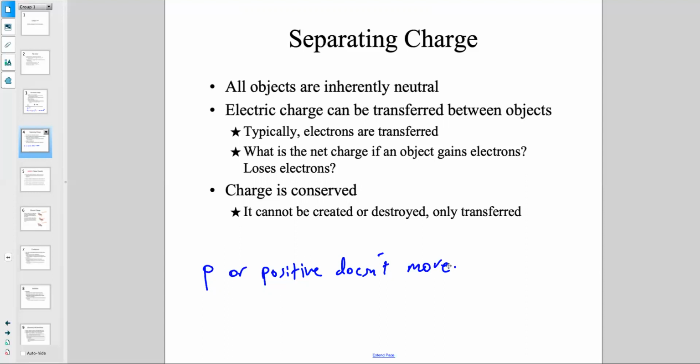So what is the net charge if an object gains electrons? It's gaining negative, so the total charge would be negative. And if it's losing electrons, it's losing its negative, thus it will have a positive charge overall. So this would be positive and this would be negative. Charge is conserved. In other words, it cannot be created nor destroyed. It can only transfer from one object to the other, but the total amount of charge in the entire universe will be the same.